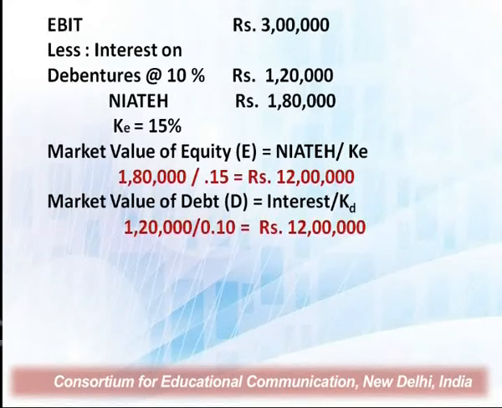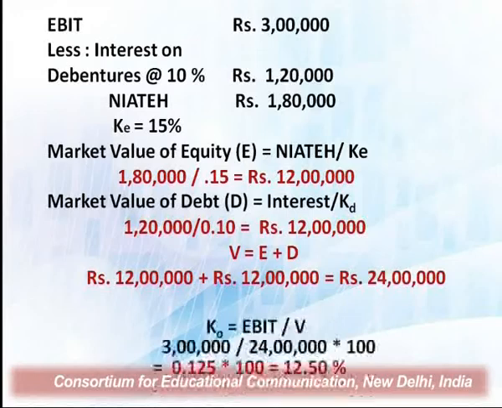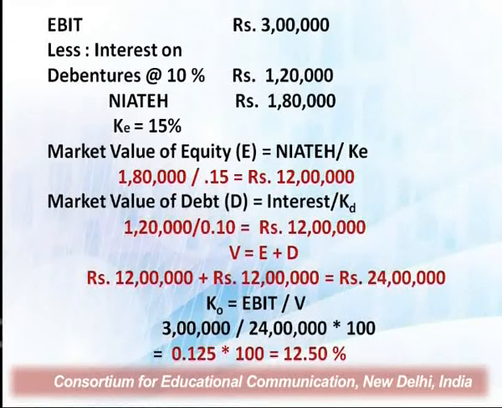If we wish to, 10% is the rate of interest, 1,20,000 divided by 10% becomes rupees 12 lakh. Now since we have calculated the market value of equity and debt, we can very easily find out the value of firm by combining these two components, that is equity and debt, and value of firm becomes rupees 24 lakhs. So here in this way, for traditional approach, we have actually used the same formula which is given in NI approach, right?